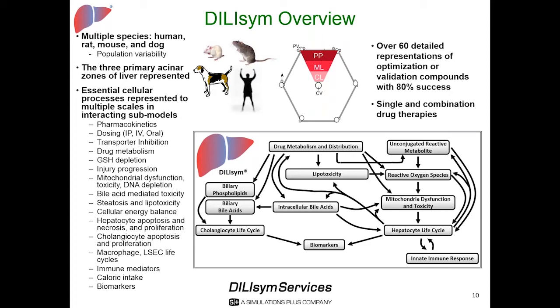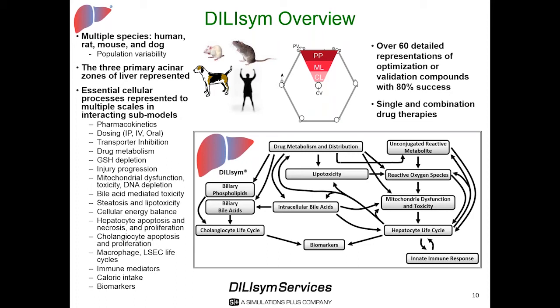We focus on mechanisms such as oxidative stress, from reactive metabolites or stable metabolites, mitochondrial dysfunction directly, perturbation of bile acid homeostasis, disruption of the bile acid phospholipid ratio, and the disruption of the cholangiocyte life cycle as well, in addition to the hepatocyte life cycle. And of course, biomarkers are a big component of what we do, and inflammation. So of course, each of these represents a large group of equations and parameter values behind the scenes that are used in the software to make predictions.